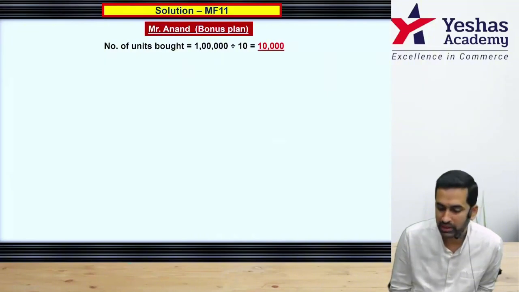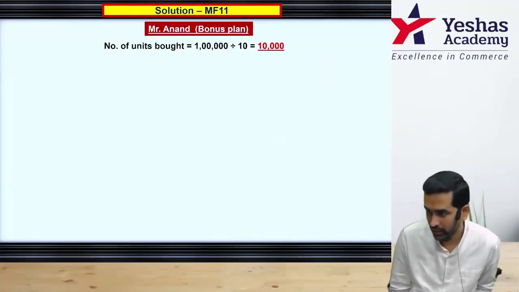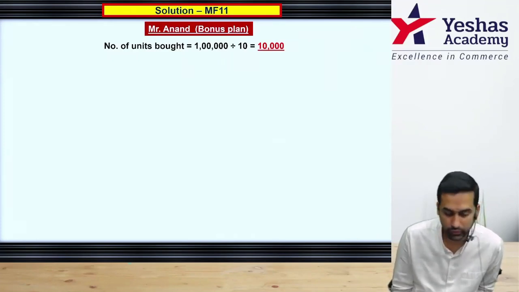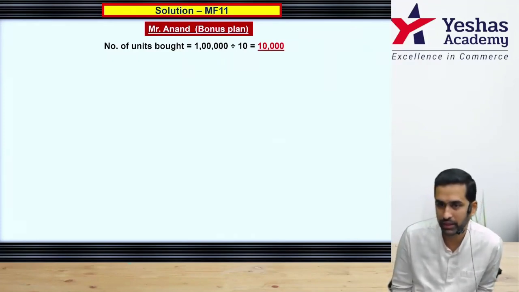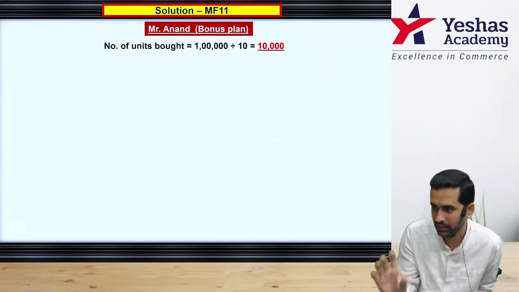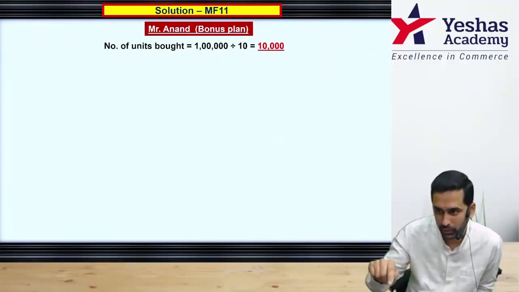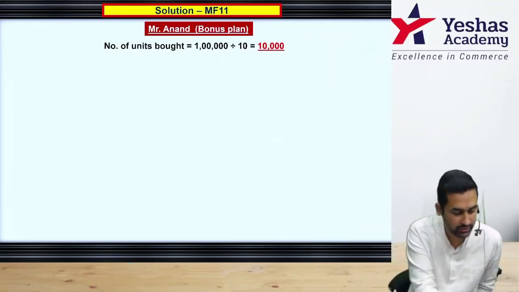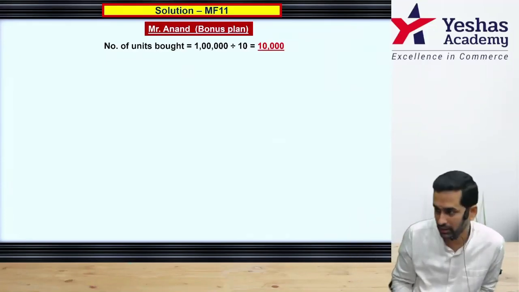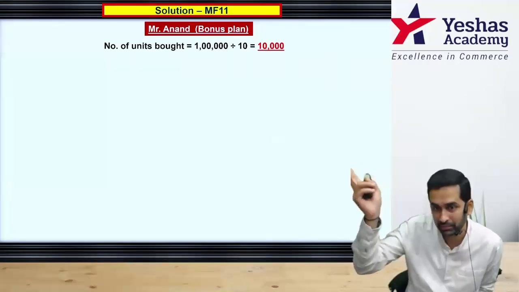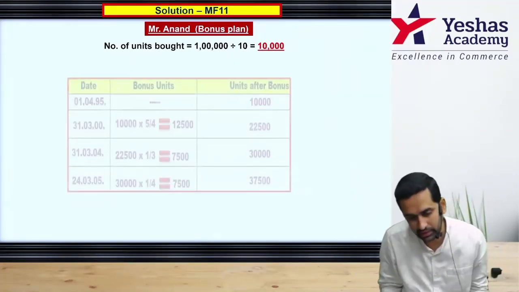Now, Mr. Anand is under bonus plan, and when was the first time bonus was given? 31/3/2000, and 5 bonus units for every 4 held. That means with cross multiplication, you can find out for 10,000 how many additional units. But remember, after those bonus units, his number of units will increase. Next time when bonus is given, base will be the new number. You should not do bonus on the base every time. Base will also change.